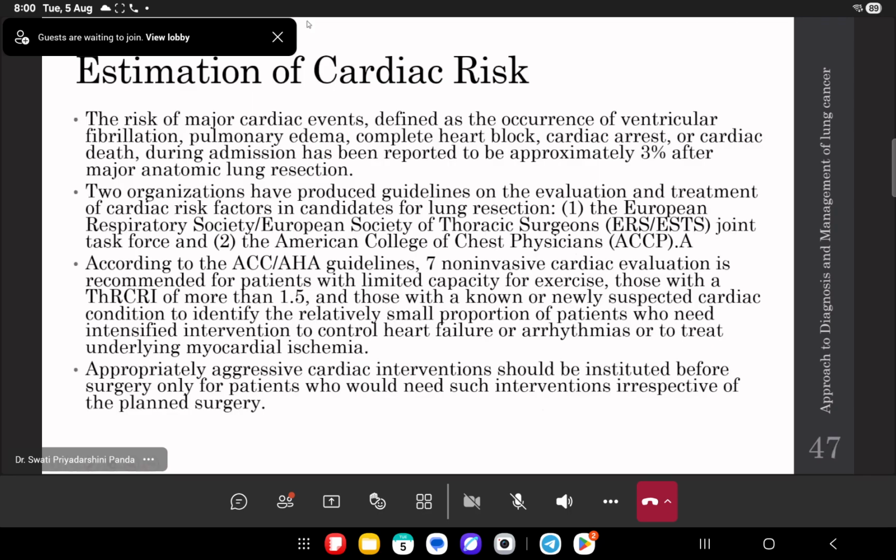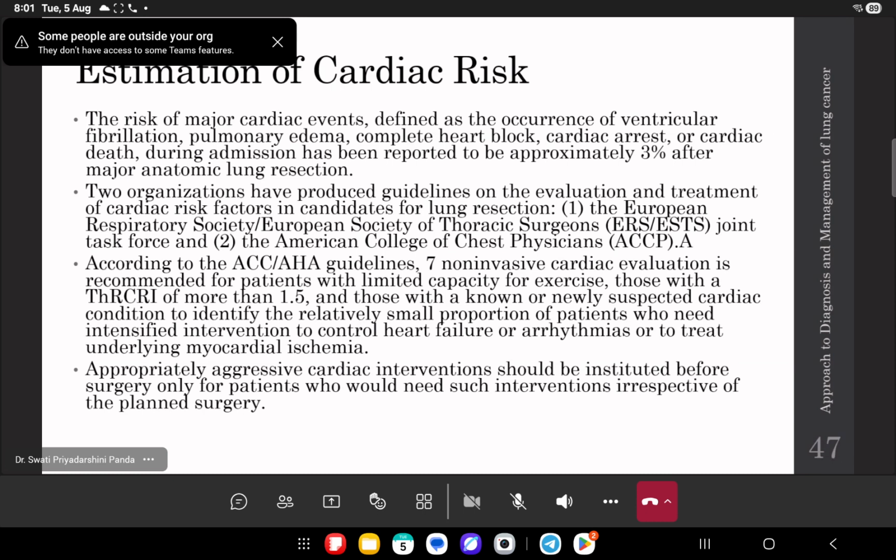Estimation of cardiac risk. The risk of major cardiac events, defined as the occurrence of ventricular fibrillation, pulmonary edema, complete heart block, cardiac arrest, or cardiac death during admission, has been reported at approximately 3% after major anatomic lung resection.